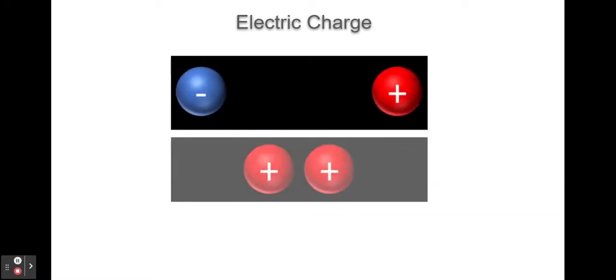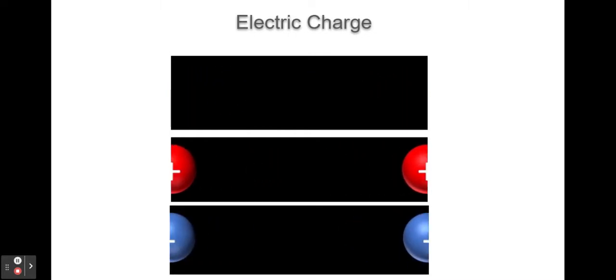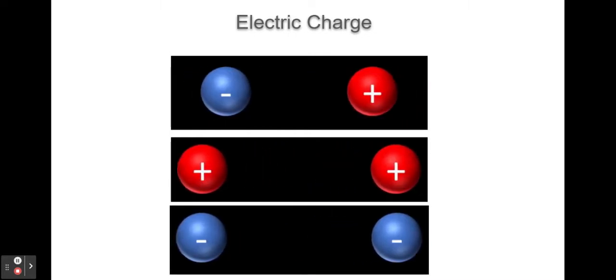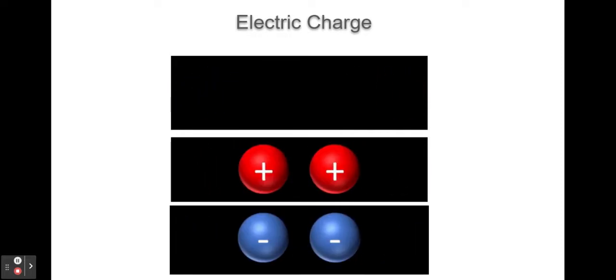Now, if we have two opposite charges, then they will attract towards each other, whereas two like charges, like two positives or two negatives, will repel away from each other. And that's the principle through which electrical current works.